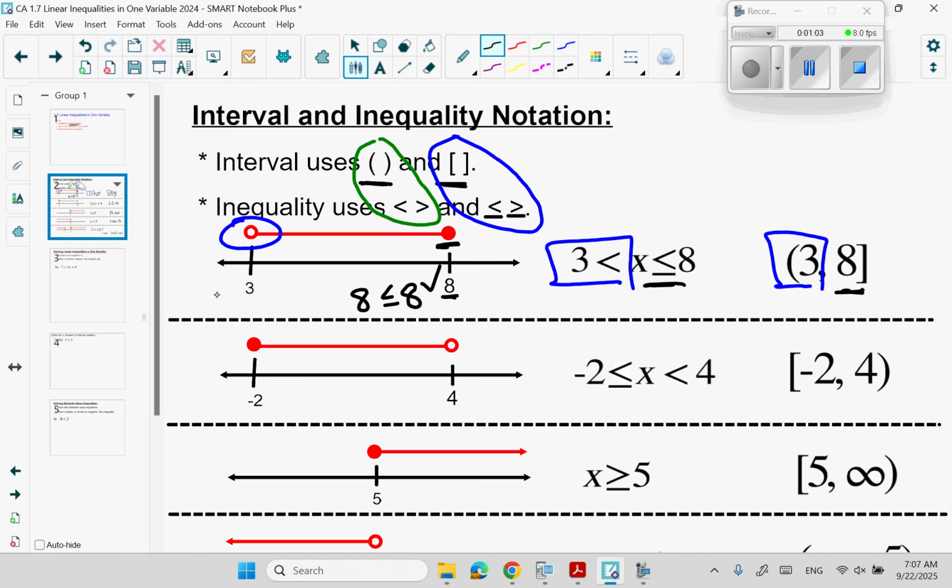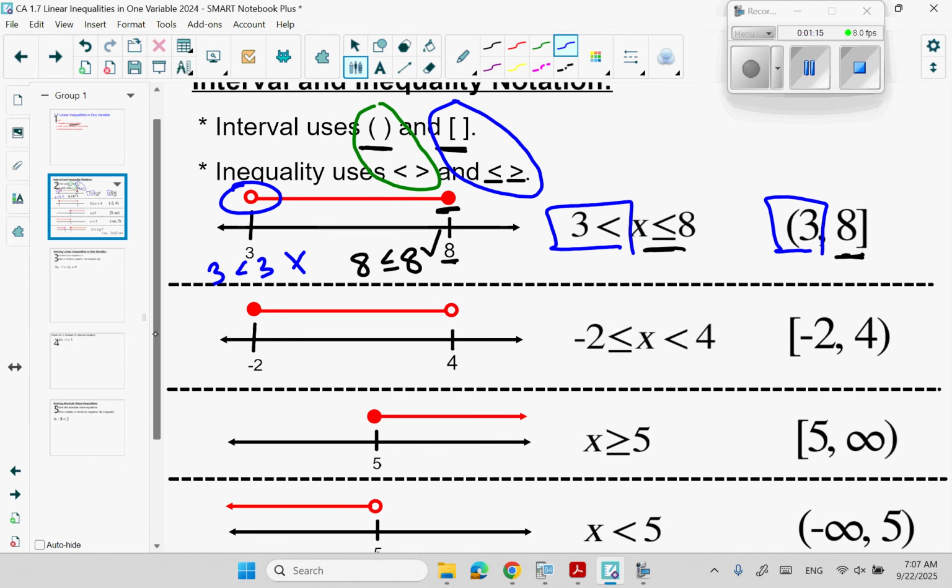But here, if I look at the blue section there and I did 3 is less than 3, that's a false statement. So 3 doesn't actually get included in the answers. That's why it's an open circle there.